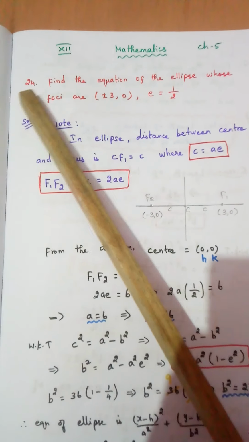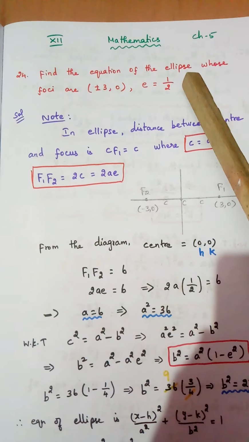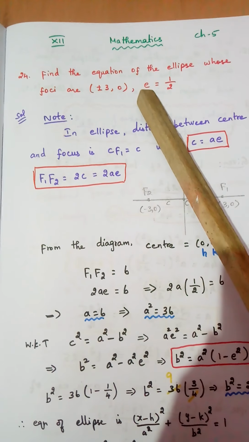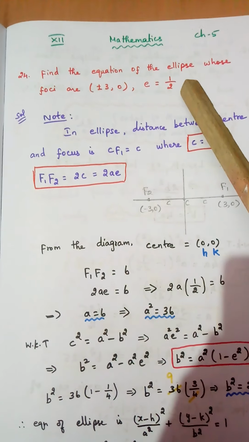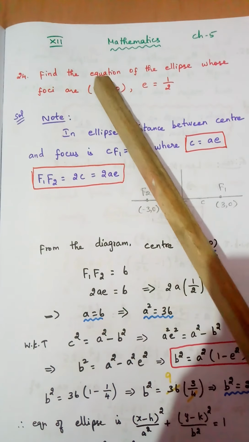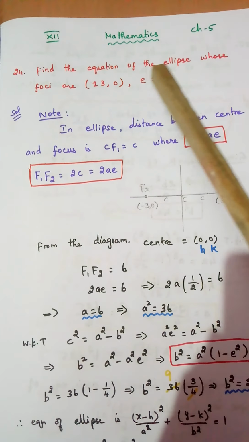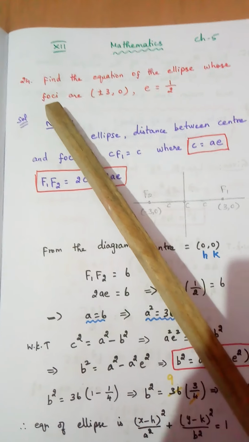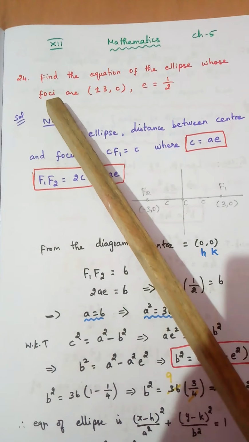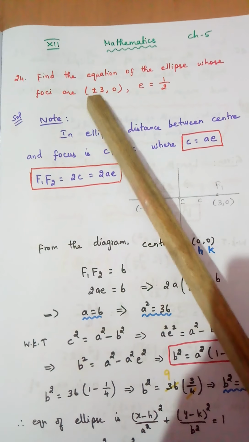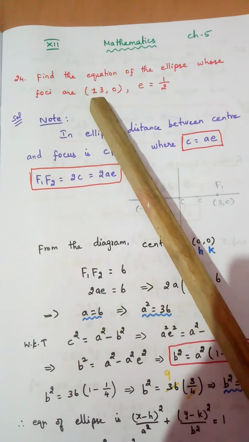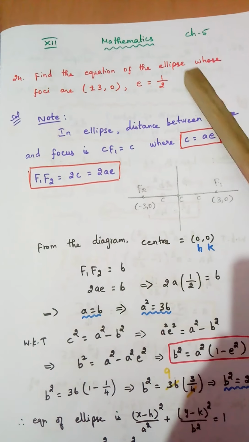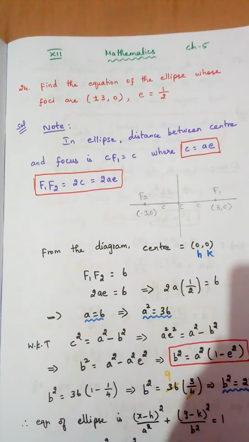Question number 24. Find the equation of the ellipse whose foci are plus or minus 3, 0 and eccentricity e is equal to 1 by 2. Actually, what they are asking us is to find the equation of the ellipse. What are given to us? Foci. I already told you foci means plural form. There are two foci. One is plus 3, 0, another one is minus 3, 0, and the eccentricity value is also given, 1 by 2. So we need to find the equation of the ellipse.